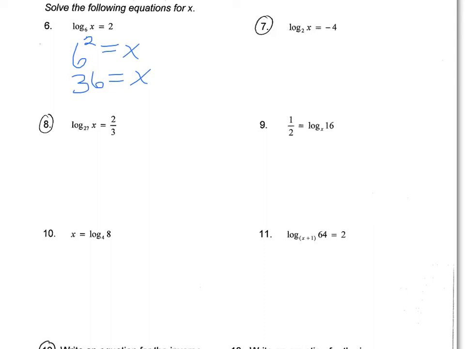Let's go on to number 9. They gave me an answer here, so I'm going to change it to an exponential. My base is x, my exponent is a half, my answer is 16. All right, I can't put that in the calculator. I want to get x by itself. You're right, I can raise it to the reciprocal power. The reciprocal of 1 over 2 is 2, so whatever I do to the left, I do to the right. So I'm going to end up with x to the first, which is x, and 16 squared is 256.